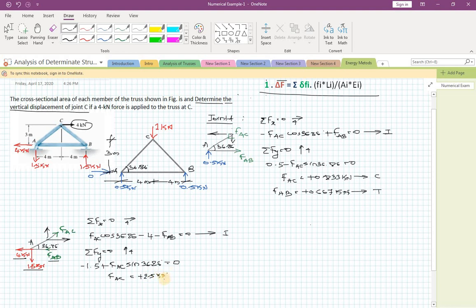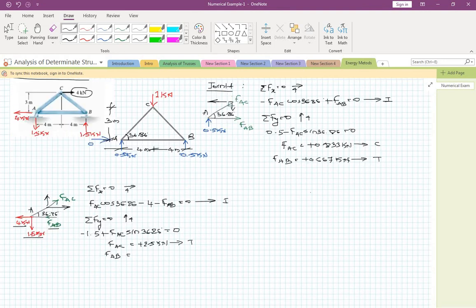Plus 2.5 kilonewtons. I'm getting plus, it means the assumed force in the member EC as tension is correct. Now if I substitute back the value of FAC in equation 1, I can get the value of FAB. So let me just calculate.